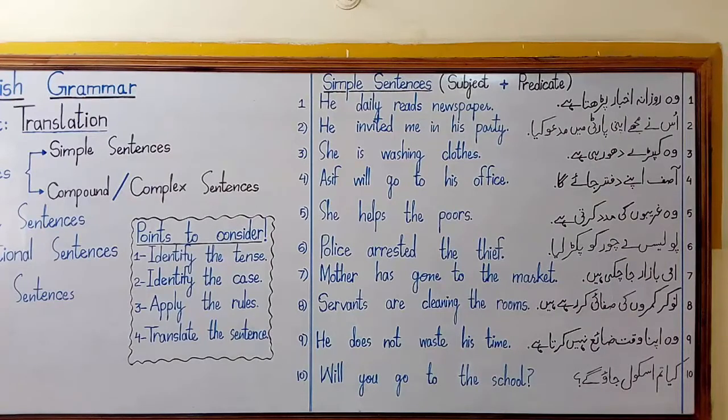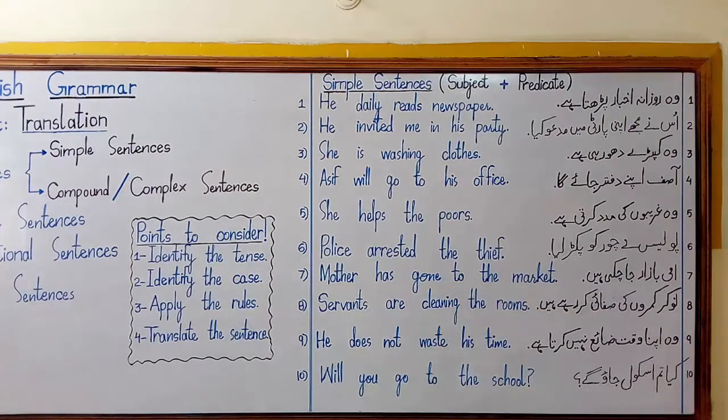And as you know, उसने मुझे अपनी पार्टी में मदऊ किया. This is past simple affirmative sentence. So we are going to use the past form of verb. मदऊ करना, invite, and the second form or the past form of invite is invited. उसने मुझे अपनी पार्टी में मदऊ किया. He invited me in his party. Very correct. Sentence number 3.